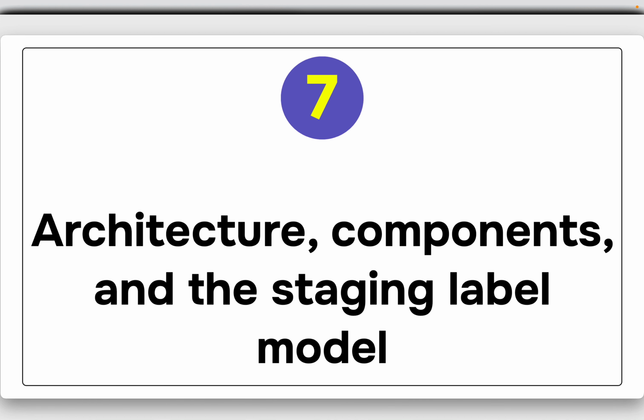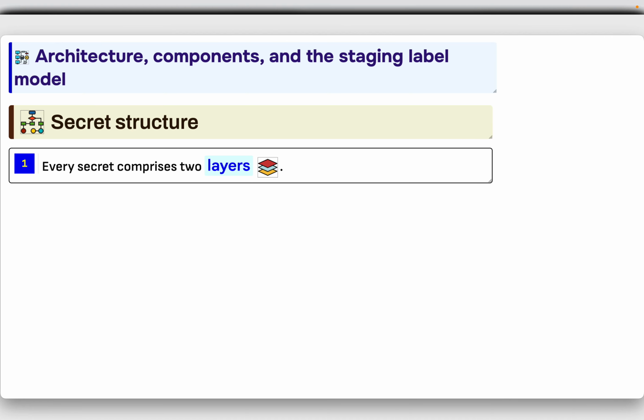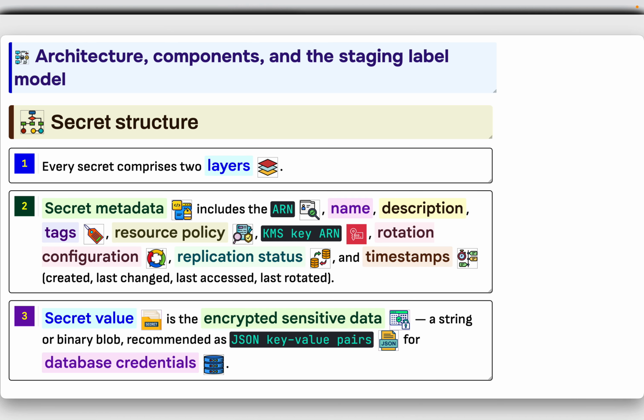Seventh topic is architecture, components, and the staging label model. So, secret structure. Every secret comprises 2 layers. First one, secret metadata includes the Amazon Resource Name, description, tags, resource policy, KMS key ARN, rotation configuration, replication status, and timestamps like created, last changed, last accessed, and last rotated. Secret value is the encrypted sensitive data, a string or binary blob, recommended as JSON key value pairs for database credentials.